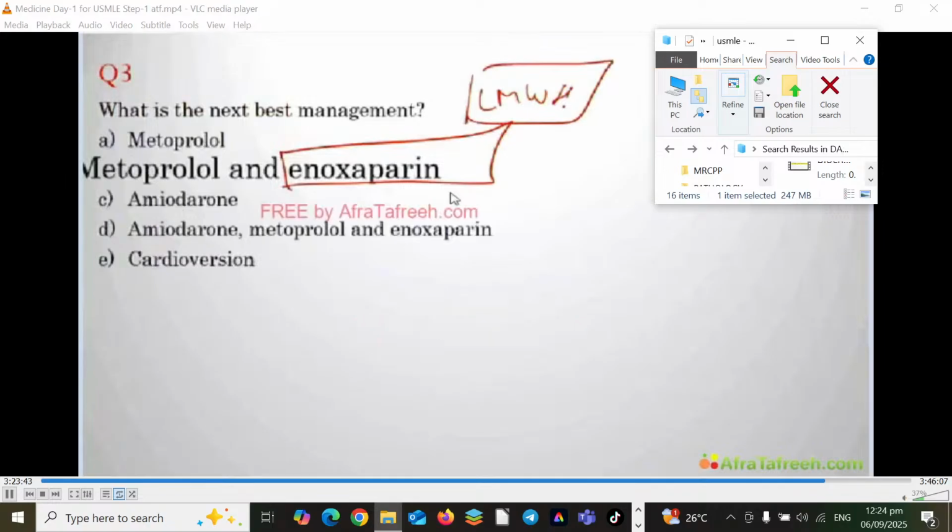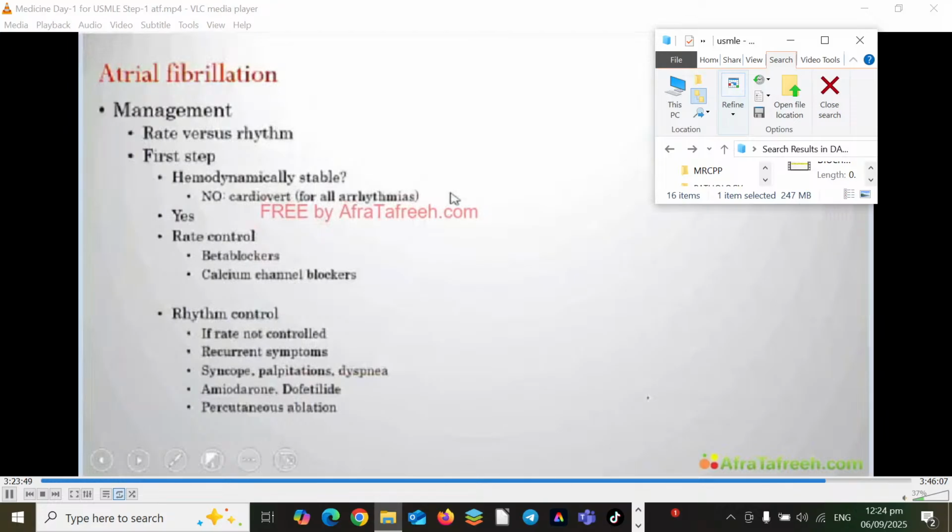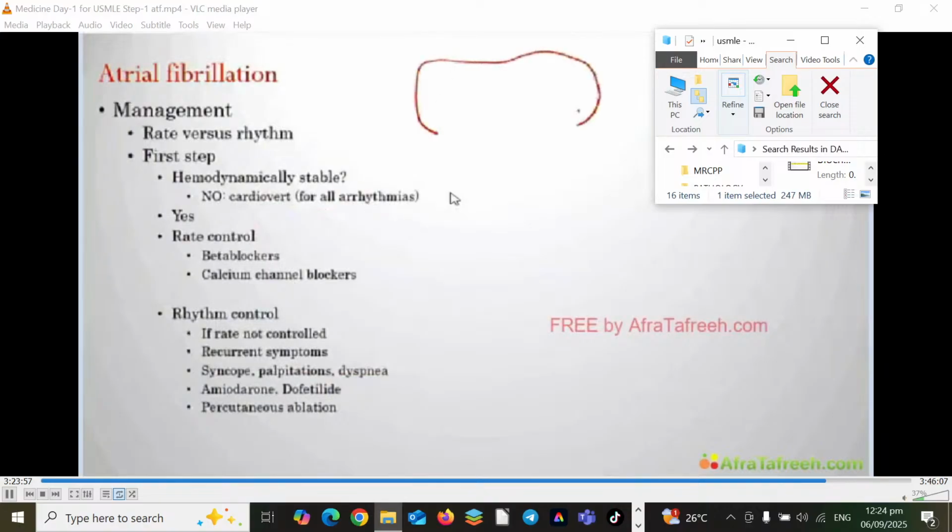So there's a concept which you need to understand here. When you're talking about atrial fibrillation, what happens is you have the atria, which is not contracting fully. The atria is not contracting fully, it is quivering like this, resulting in stasis.